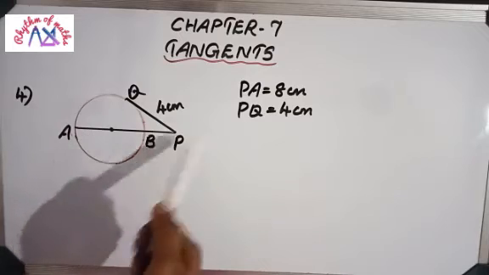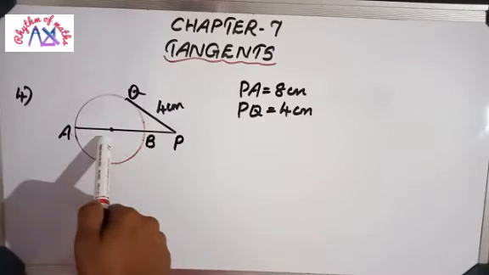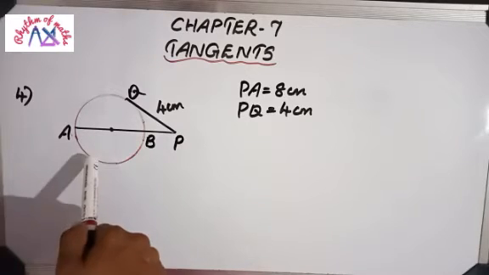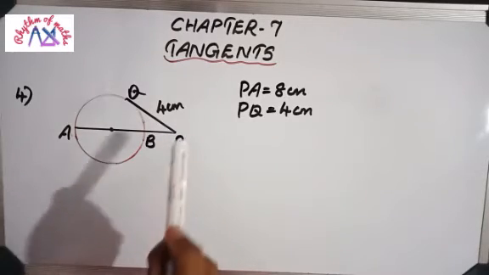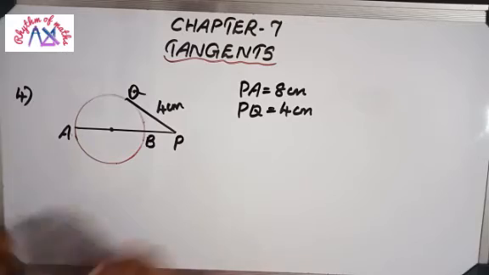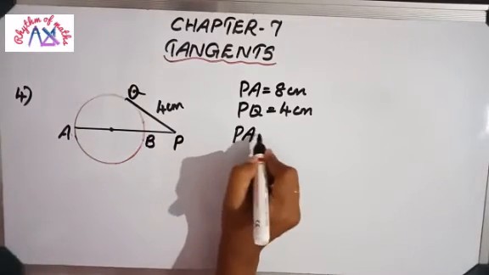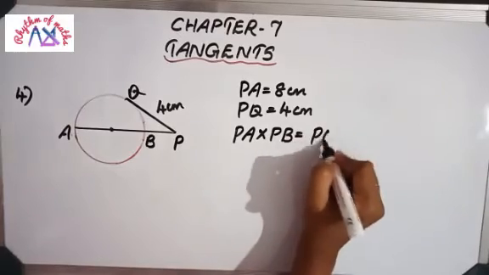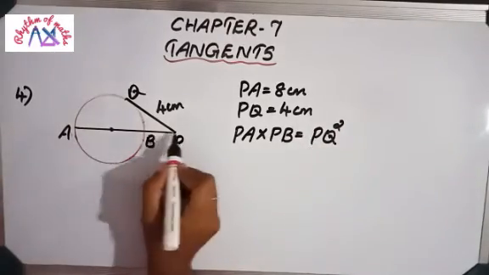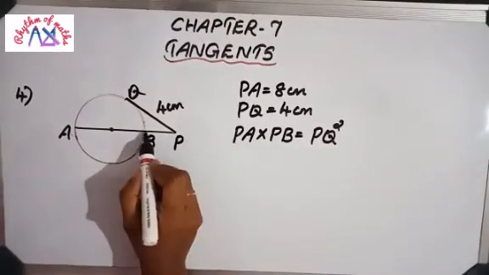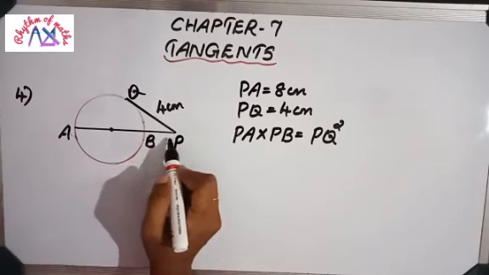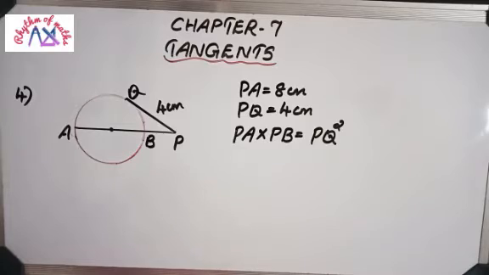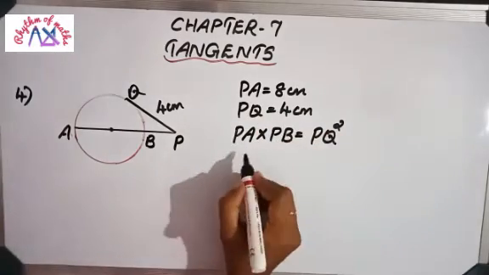That means the question is what? Find the radius. In order to find the radius, if we know the diameter, that means if we know the measurement of AB, we can find half of that. That will be the radius. So here we have to apply the concept PA into PB equal to PQ square. Intersecting line into the part of the intersecting line which comes outside the circle, that is PB, equal to the square of the tangent. Here PA measurement we have, that is 8.